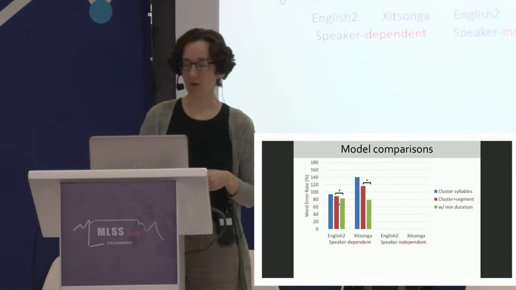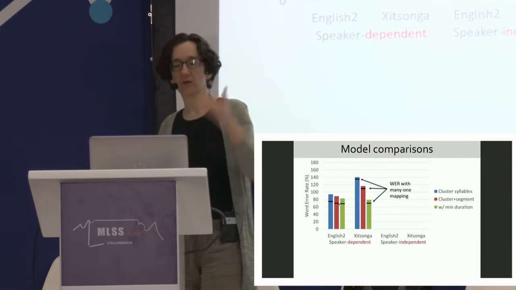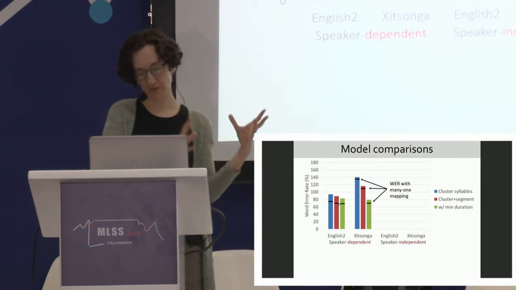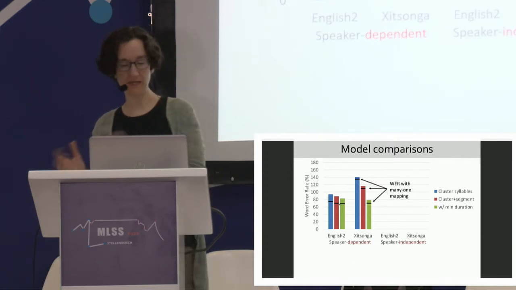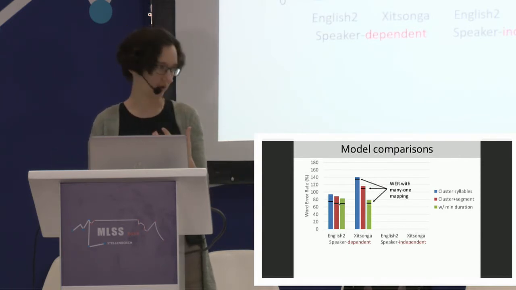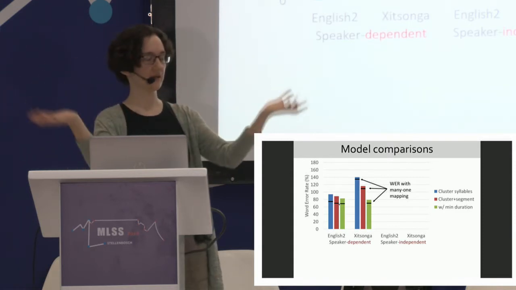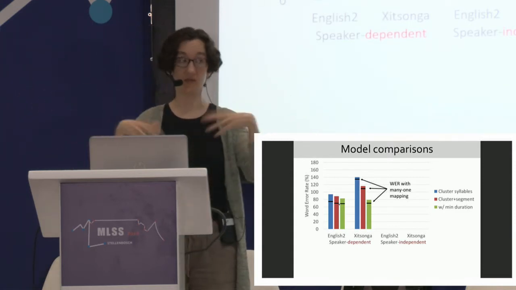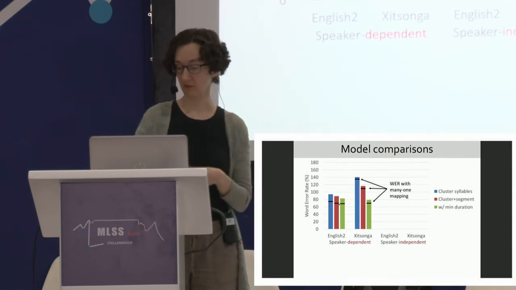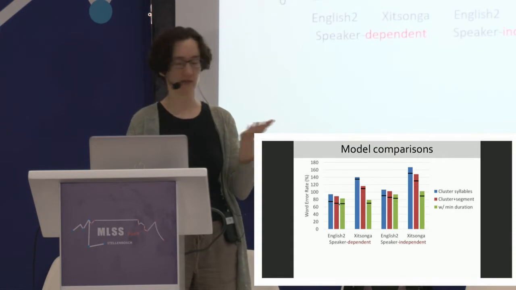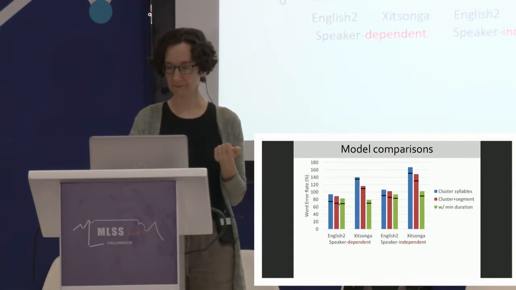And also, if we do our many-to-one mapping for the word error rate, then those word error rates come down further. So that's our speaker-dependent results. Our speaker-independent results basically follow the same pattern. This now means that we mush together all of the data into a single data set, so we have more data, but it's more heterogeneous because it includes all of the speakers. And as I said, the pattern is very similar. Error rates are a bit higher because it's a more challenging task.